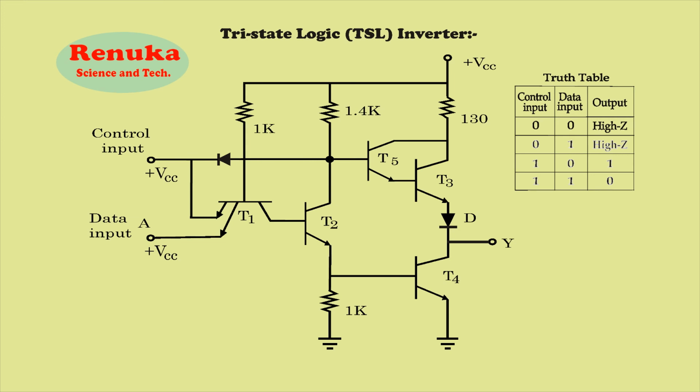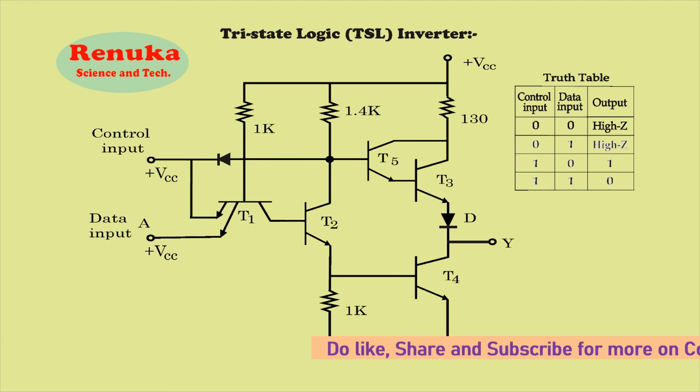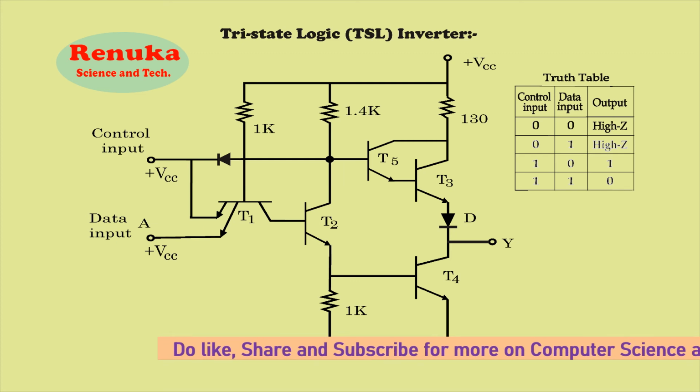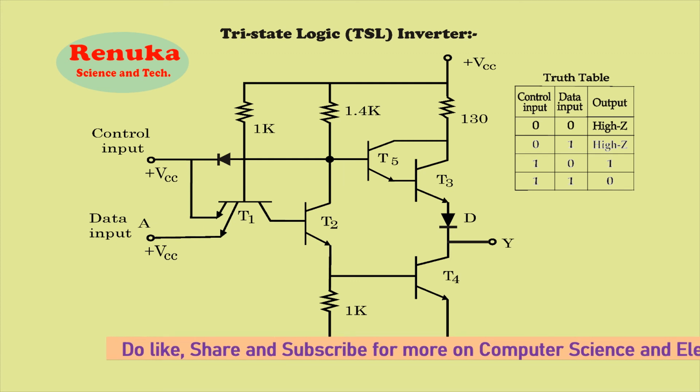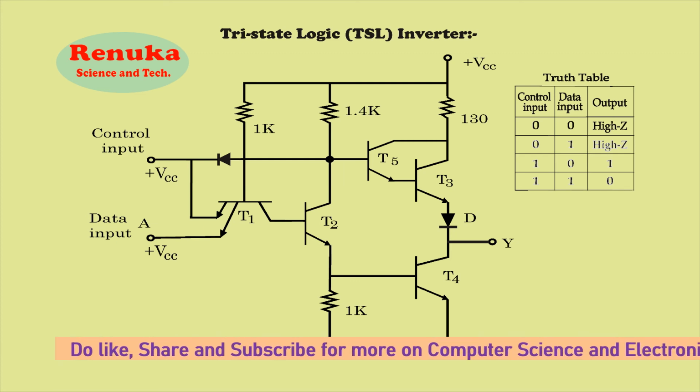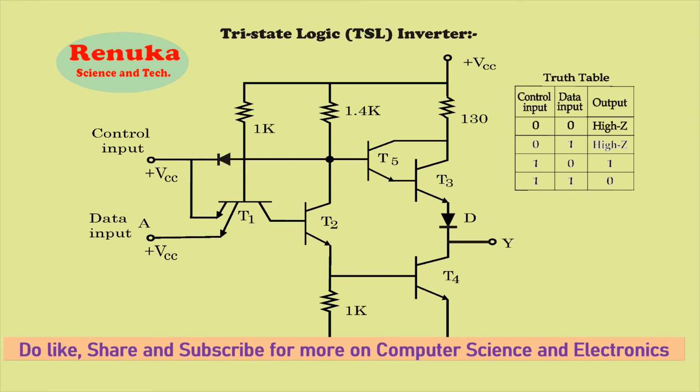So if current is not flowing, we can say that the diodes are off, and if diodes are off, we can say that they are reverse biased. So both the emitters of this transistor are off or reverse biased. So if these are reverse biased, we can say that transistor T1 is off. If T1 is off, all the current from the power supply plus VCC through the base will move towards the collector. So no current will flow towards the emitter. So this current is flowing through the collector of T1.